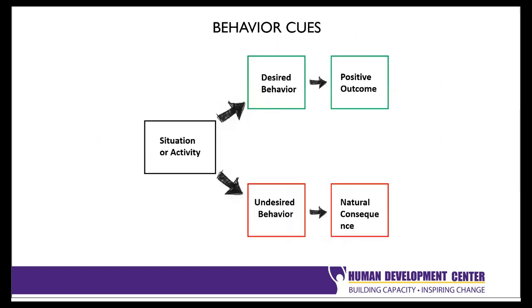You can also do contingency mapping with students using visuals. This is when you take a situation or activity and you show the student the desired behavior and then what positive outcome might come from that behavior. You also show the student what that undesired behavior might look like and what a natural consequence of not demonstrating that desired behavior might be. So again, contingency mapping is a way to use visuals to help support behavior.